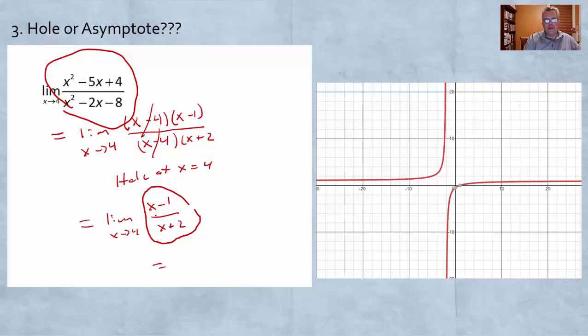Because this is defined at 4, 4 isn't a problem. It doesn't make the denominator 0 in this one. So it'd be 4 minus 1 over 4 plus 2, which is 3/6, which is 1/2.